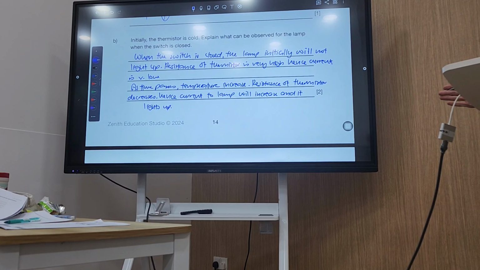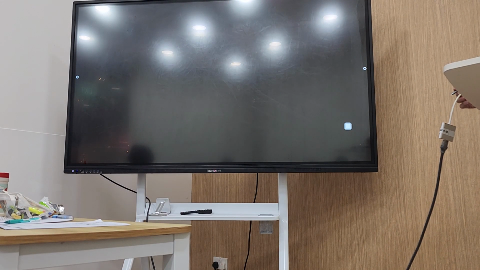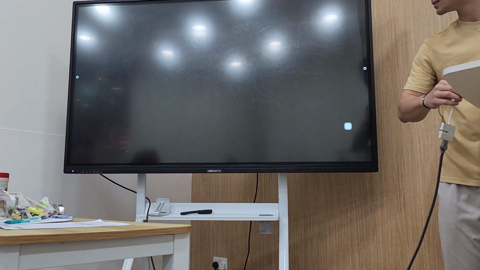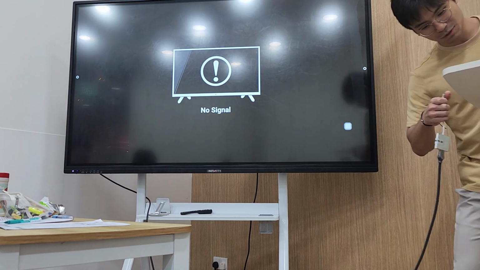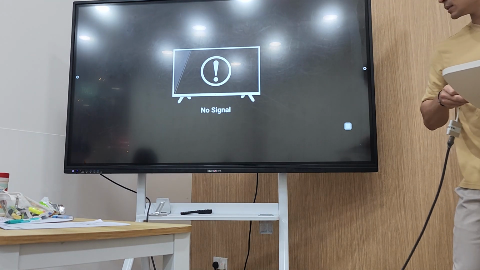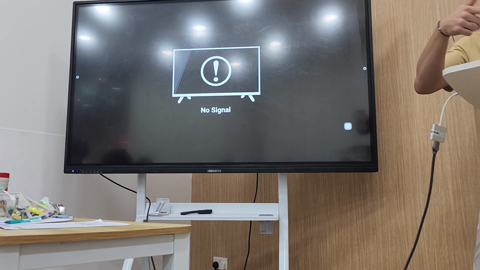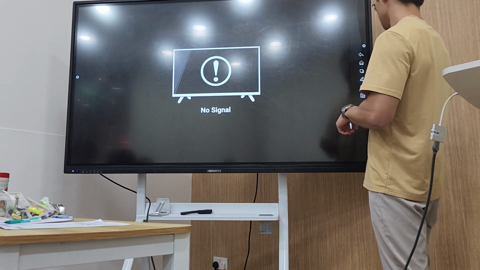Are we okay for part B? But you never mentioned the heater. Correct. But if I leave the switch on, there's going to be energy passing through your heating element. As time passes, your heating element starts to operate, and then temperature increases throughout the entire cycle.